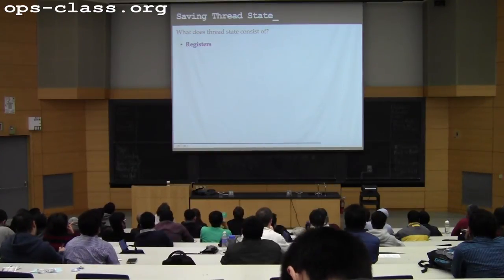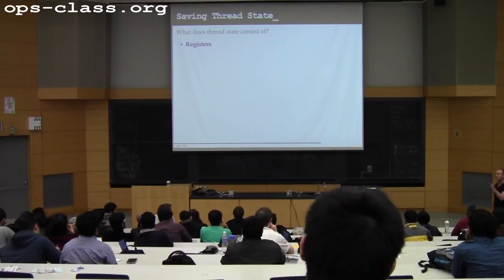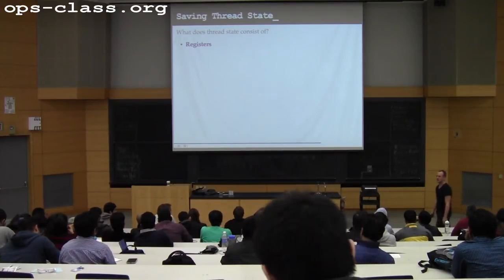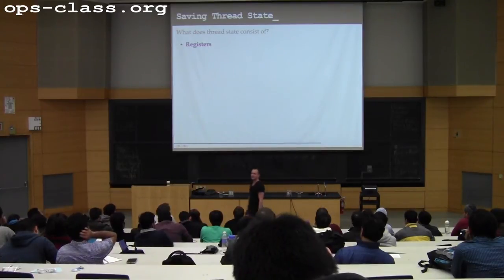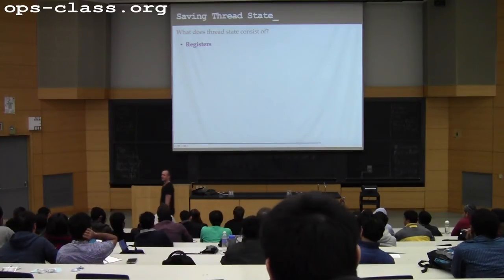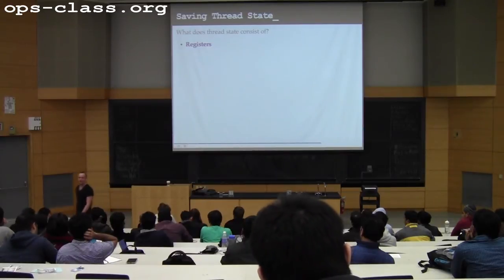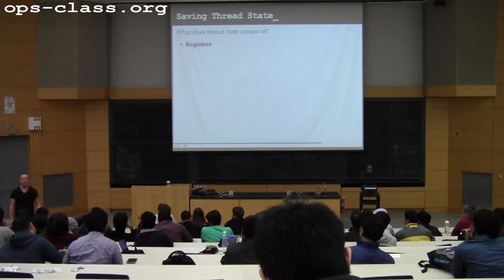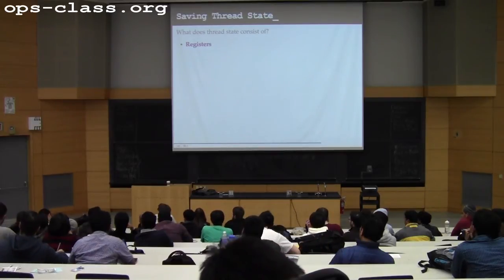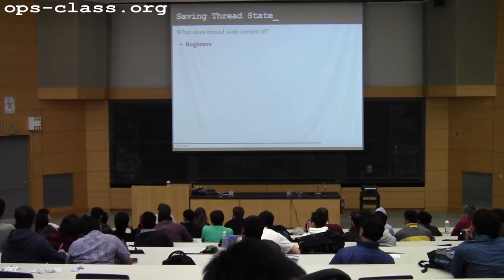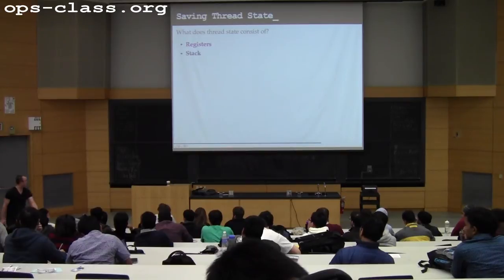So thread state, right? Here are the things that the thread is going to potentially notice if they're different. One is the registers on the CPU. This is pretty fundamental. This is what computing is on a modern processor. It's moving things in and out of registers, basically, and performing operations on things that are stored in the registers that are on the CPU, right?